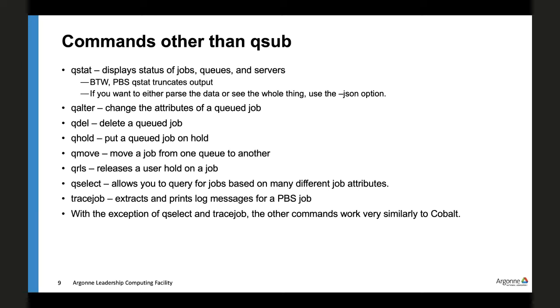So qselect, it allows you to query. It's a way to get a list of job IDs that meet a set of criteria, which you could then feed to something like qstat. So user, project, you can select on all that stuff. And so that seems like that could be very useful. Again, haven't tried it much, so we don't know what the limitations of it are yet, but it is there.